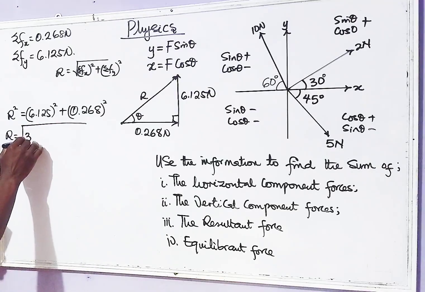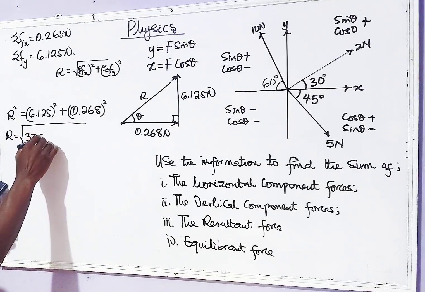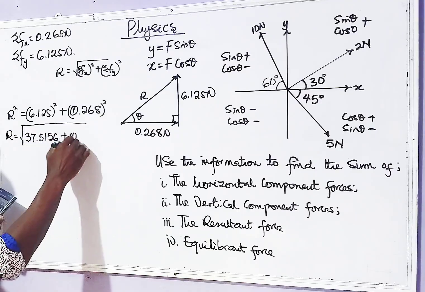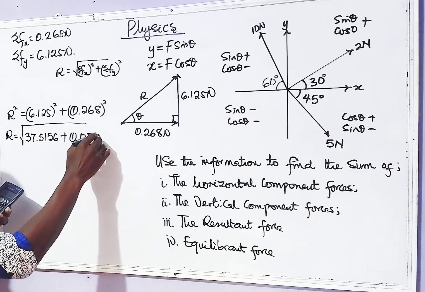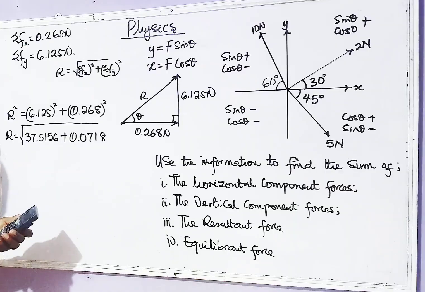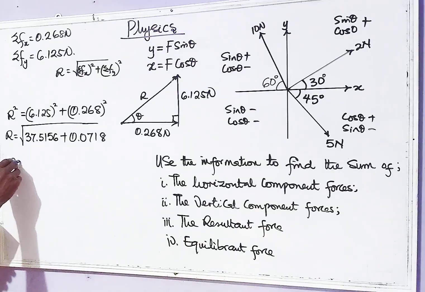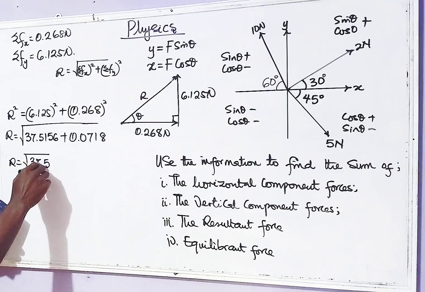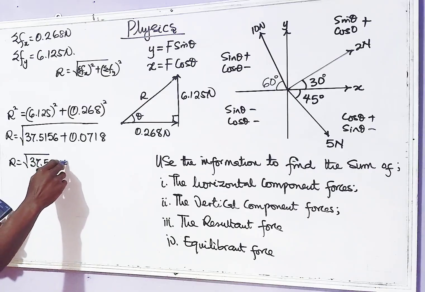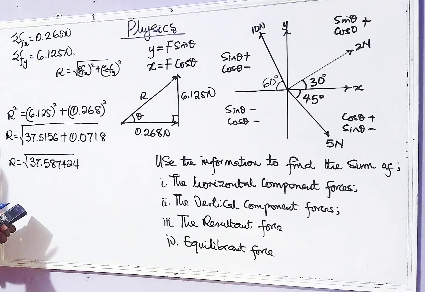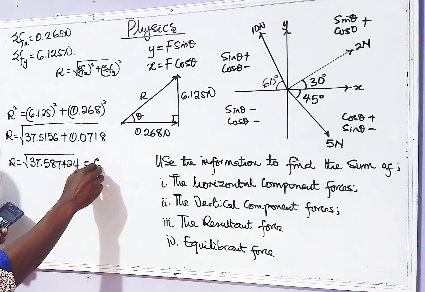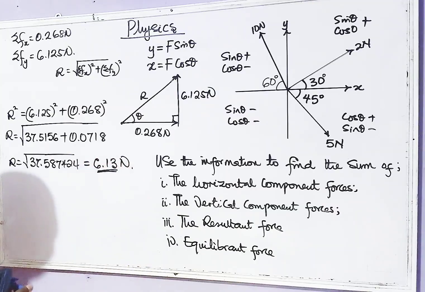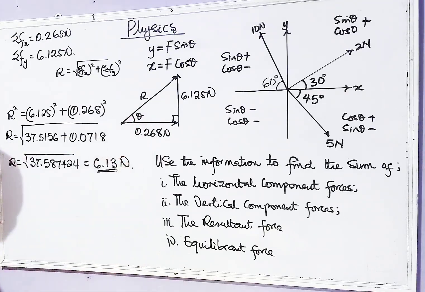This gives us 37.5156, then plus 0.0718. And when you add that together, we have that r equals the square root of 37.587424. Now the square root is given as 6.13 Newton.